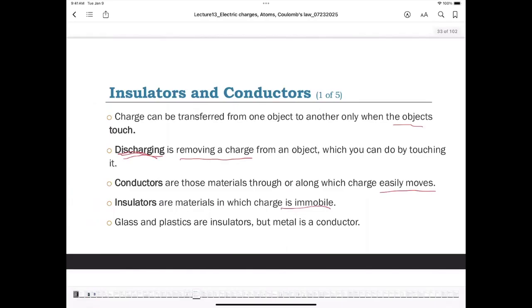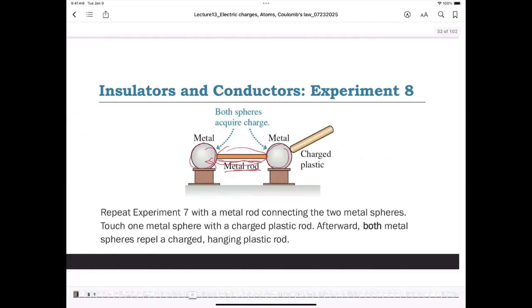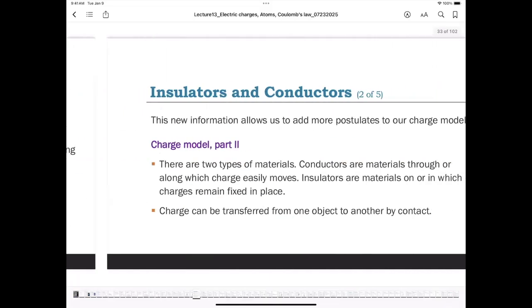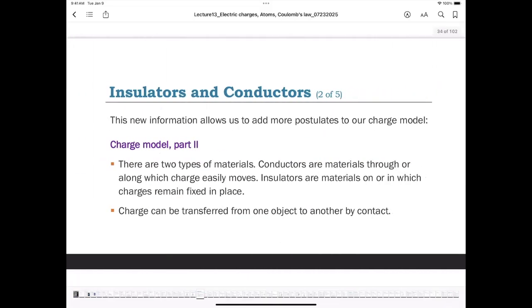What is an insulator, and what is a conductor? Conductors are materials through or along which charge easily moves. Insulators are materials in which charge is immobile. So glass and plastics are insulators, but metal is a conductor. That's the reason why experiment 7 and experiment 8 happen. Okay, let's continue to talk about the charge model.